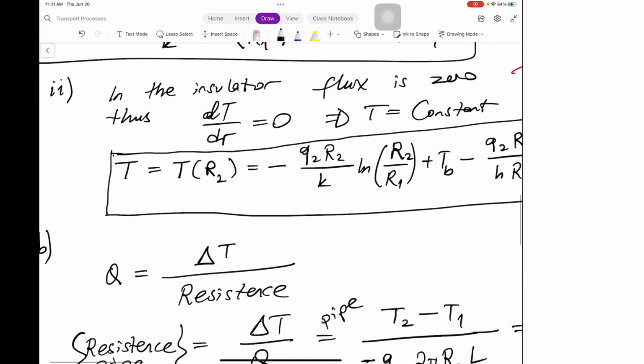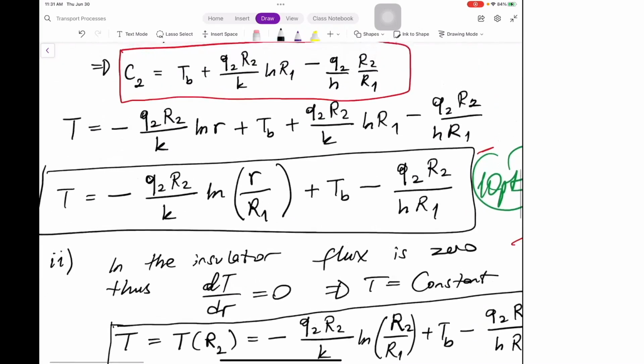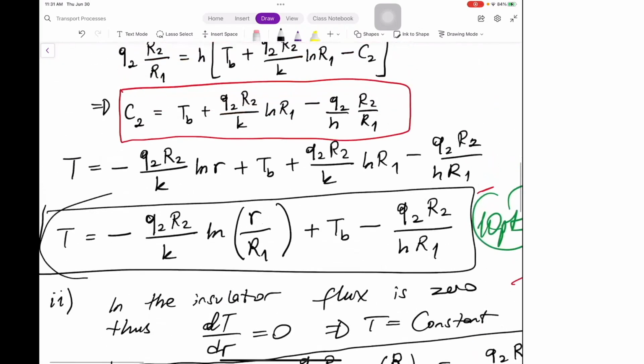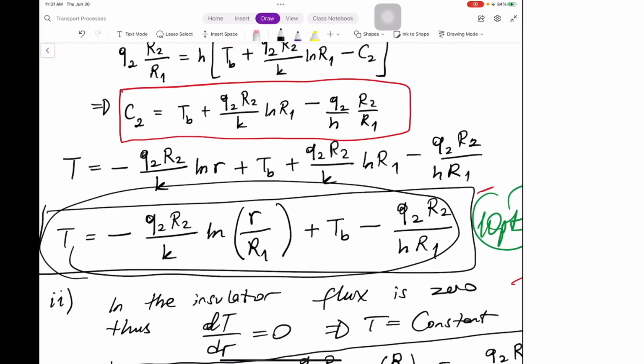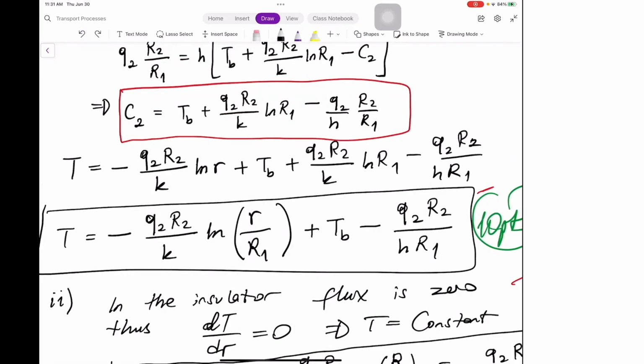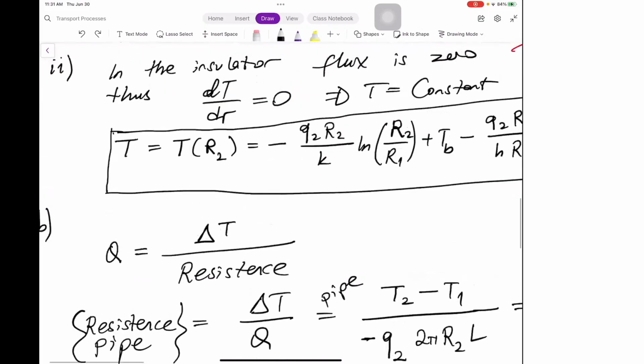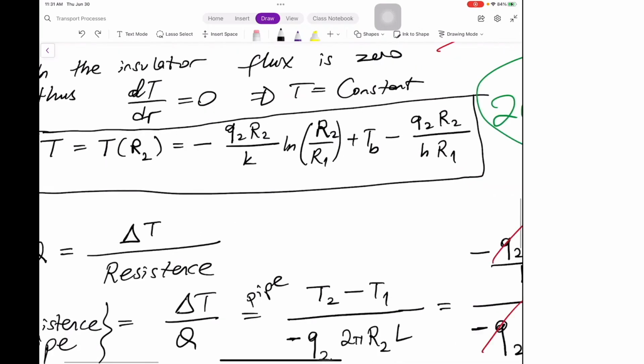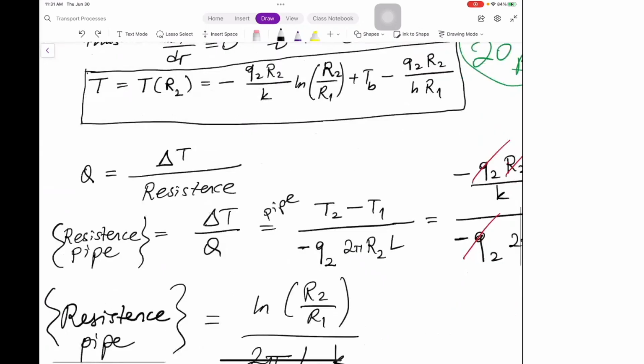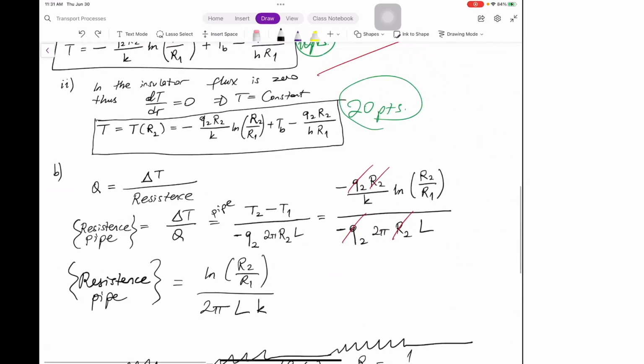So you can say T is equal to the temperature that we had found earlier here, but plug in R2 instead of R1, right? So the temperature of the pipe at exactly R2 gives you the temperature of the insulator at R2, so the temperature of the insulator anywhere because it's constant. Okay? Any questions so far?